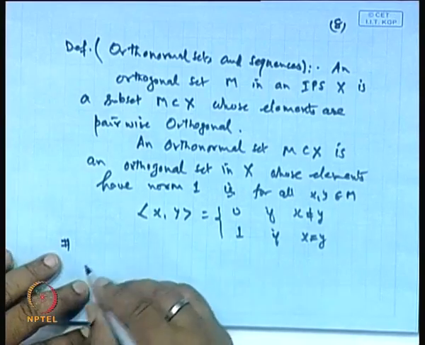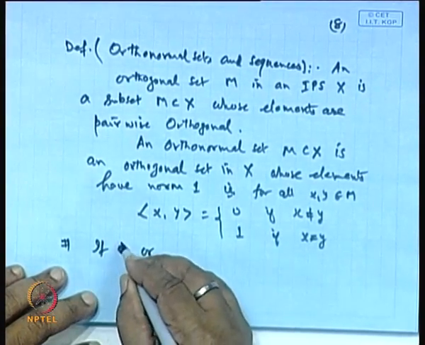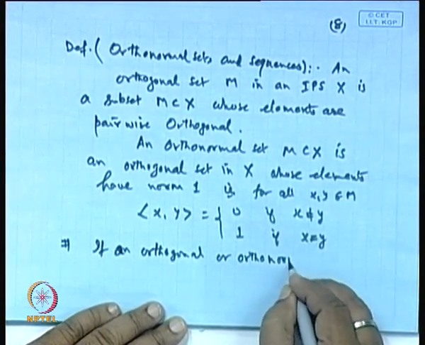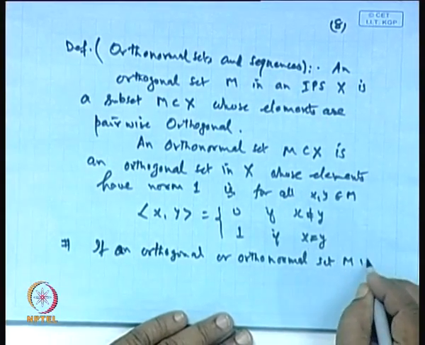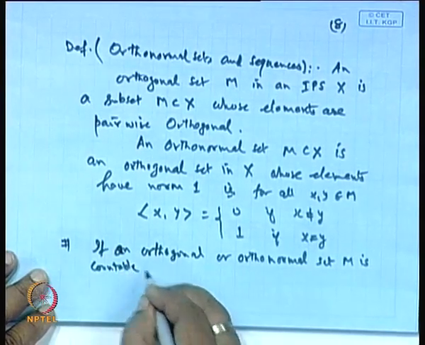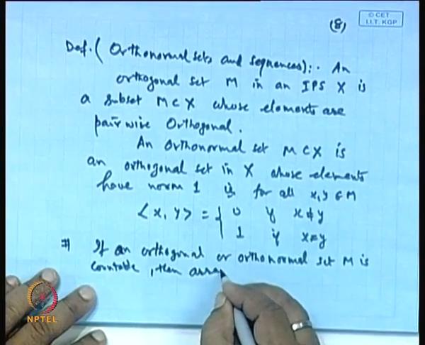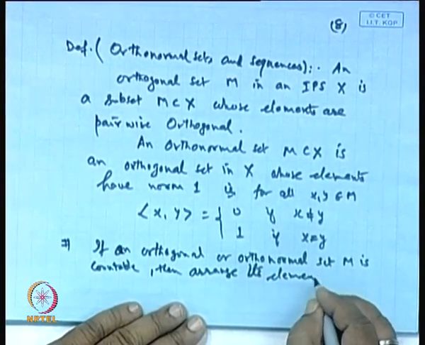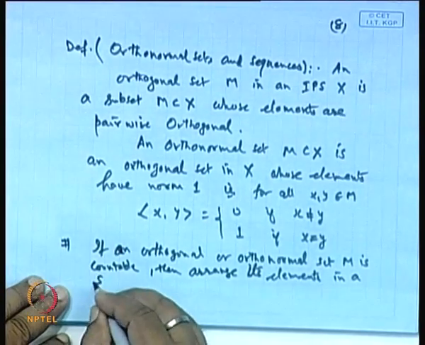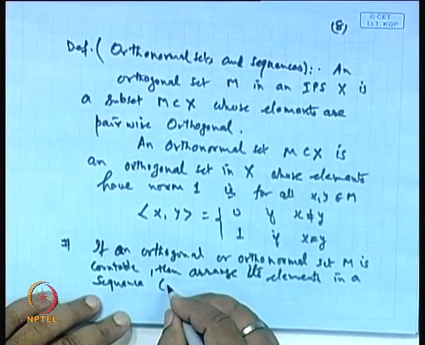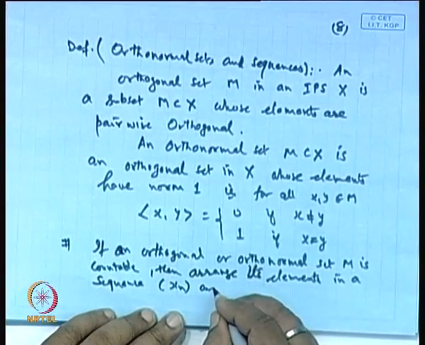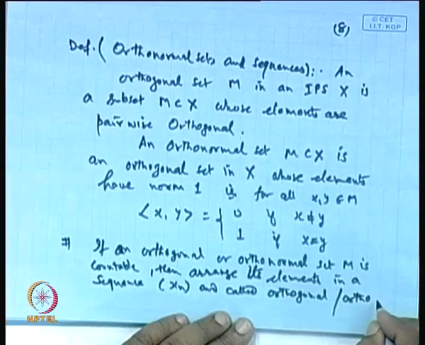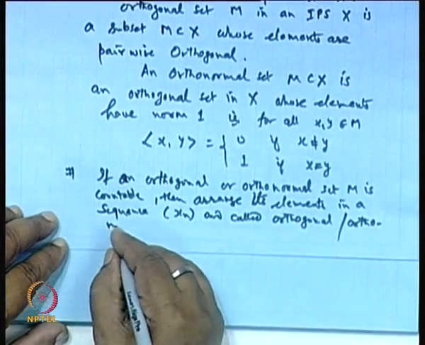Now, if an orthogonal or orthonormal set M is countable, then arrange its elements in a sequence, say x n, and call it an orthogonal or orthonormal sequence. Is it okay?